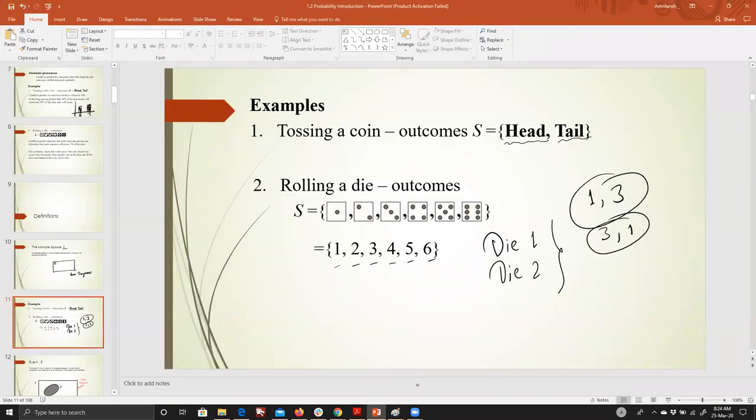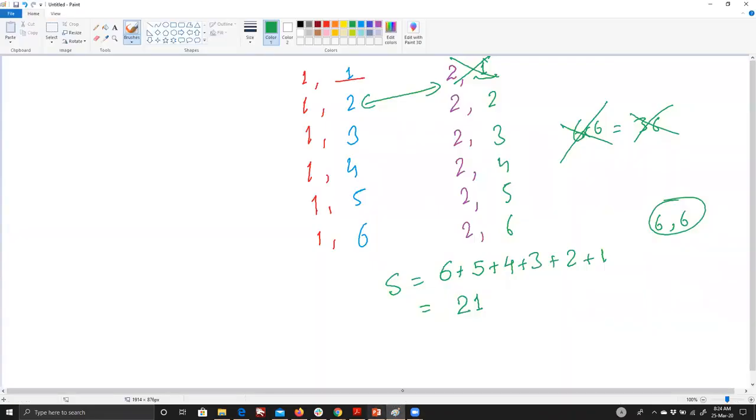But how to do it in the formation of the formula? Yeah, it will come. Don't worry, we have just started. It will come.